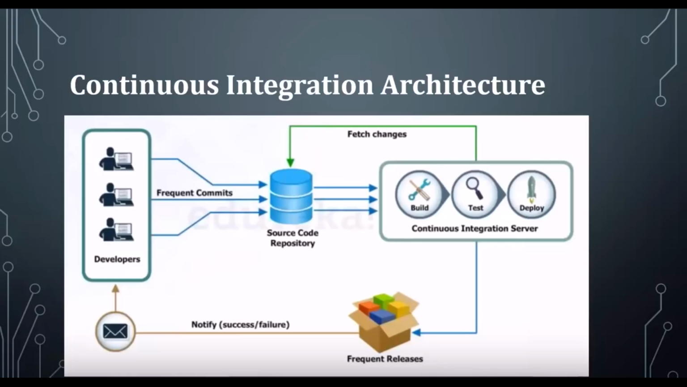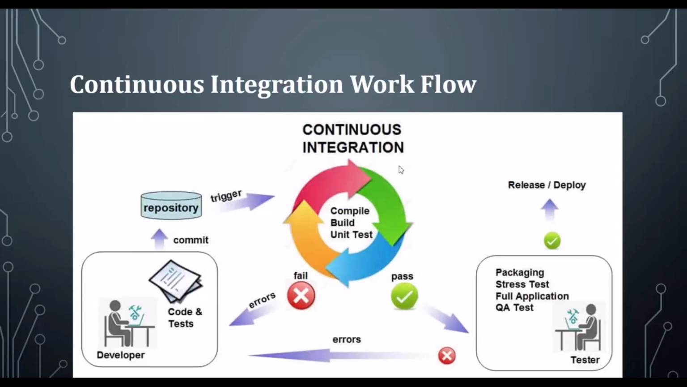Let's understand this continuous integration workflow once again. Here you can observe the developer commits the changes to the repository, then it triggers the build. This is the continuous integration, where it will compile, build and run the unit tests. If it passes, then it goes to the next environment. The next environment can be QA, dev, production or stage, depending on what the industry follows. If there is any failure, it will notify the developer.